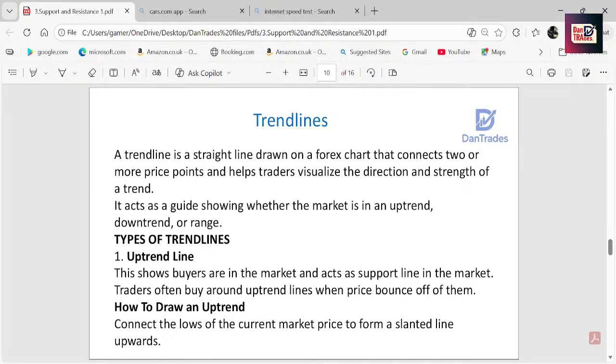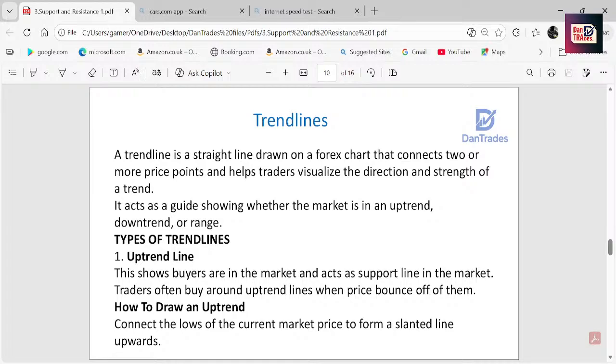Now, we have types of trend lines. We have two main types of trend lines. We have three, but I said we are not going to be discussing the first one because it's not really that important to us. So we have an uptrend and we have a downtrend. Now, as I said, an uptrend is going to be going in the upward direction diagonally, and a downtrend is the opposite. So let's look at this.